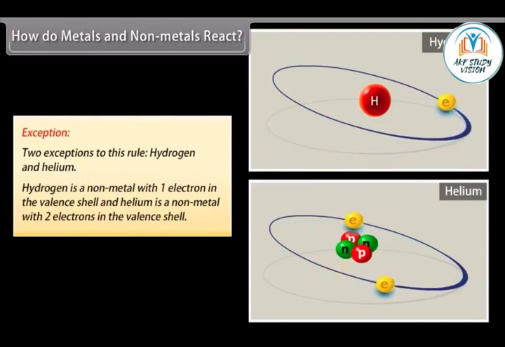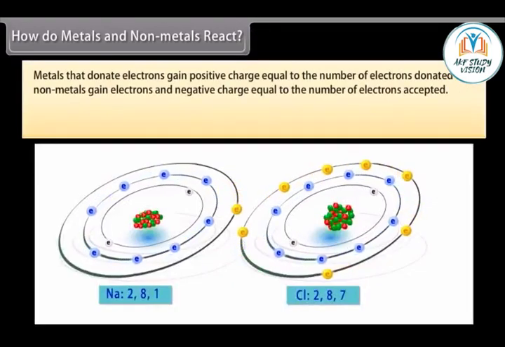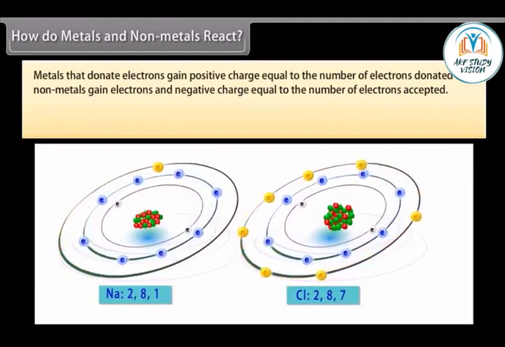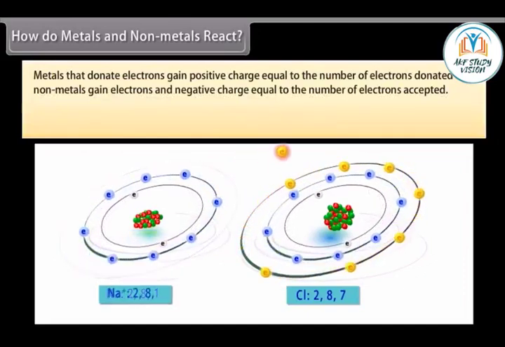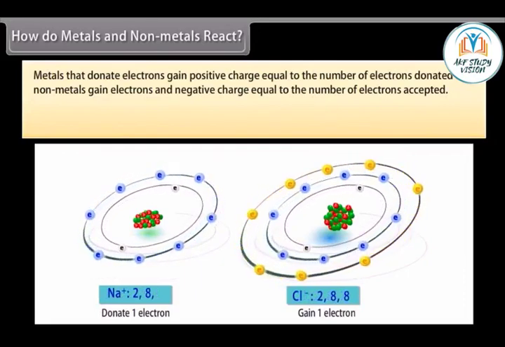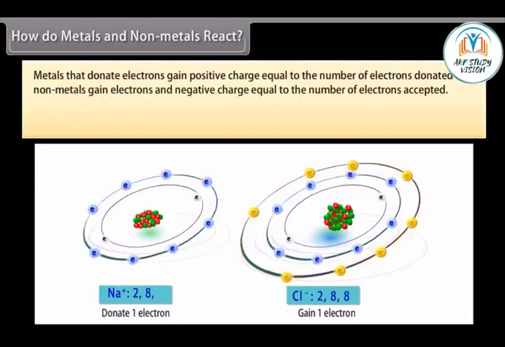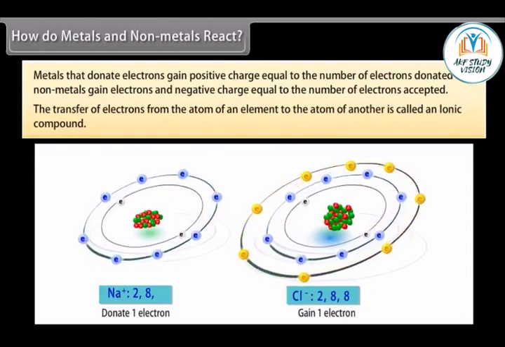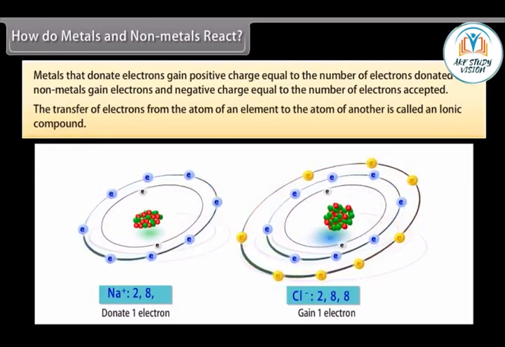Metals that donate electrons gain positive charge equal to the number of electrons donated, and nonmetals gain electrons and negative charge equal to the number of electrons accepted. When a metal atom donates 1, 2, or 3 electrons from its valence shell to another nonmetal atom that has the ability to accept these electrons, it is known as electrovalency. As a result of this, both these atoms form the structure of an inert gas. The transfer of electrons from the atom of an element to the atom of another is called an ionic compound.